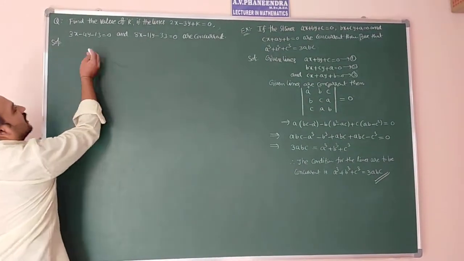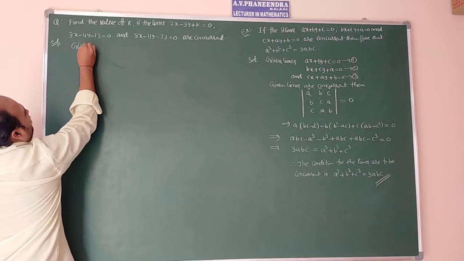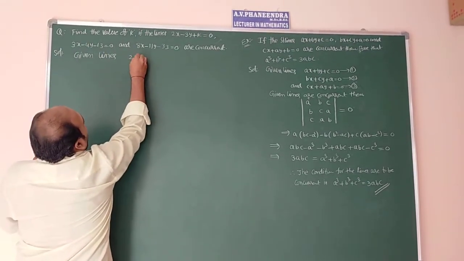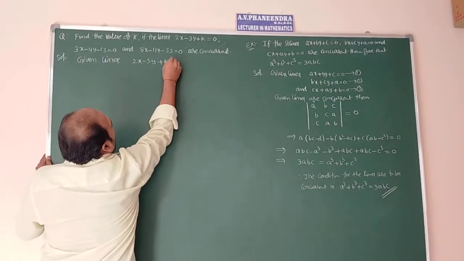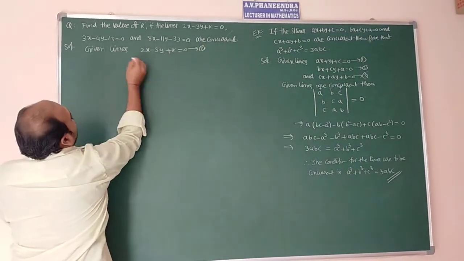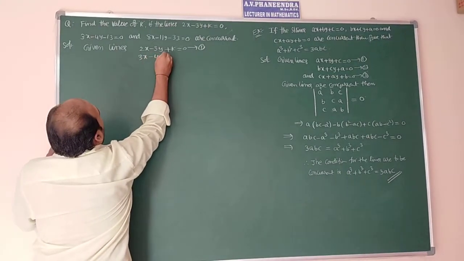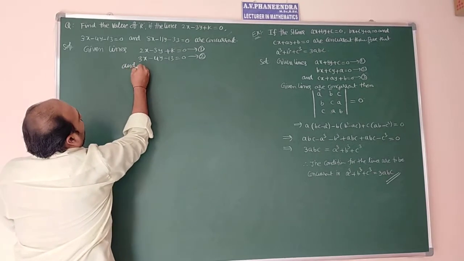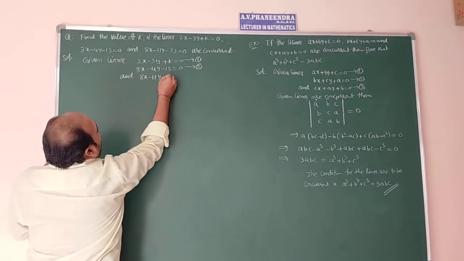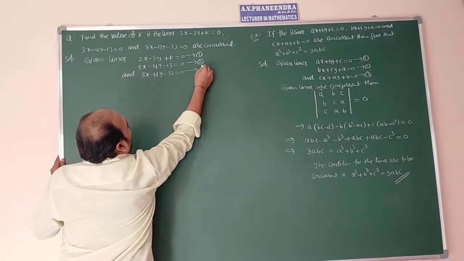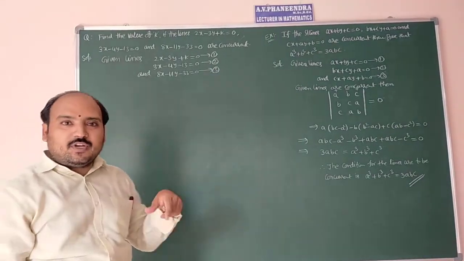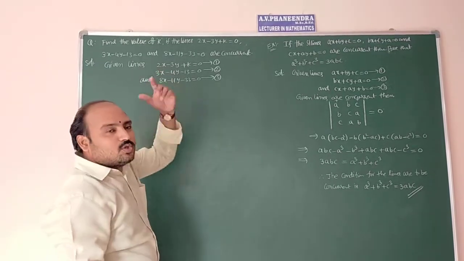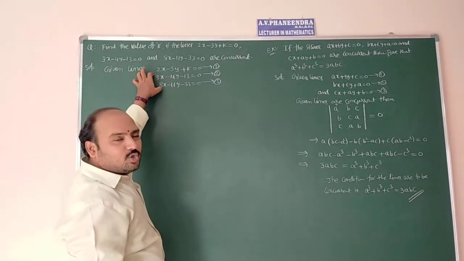While writing the equations, given lines: 2x minus 3y plus k equal to 0, keep that as equation number 1. 3x minus 4y minus 13 equal to 0, and the third line 8x minus 11y minus 33 equal to 0. In the first equation, k is unknown, which we are going to calculate. That is the reason to solve any two equations you consider the last two.